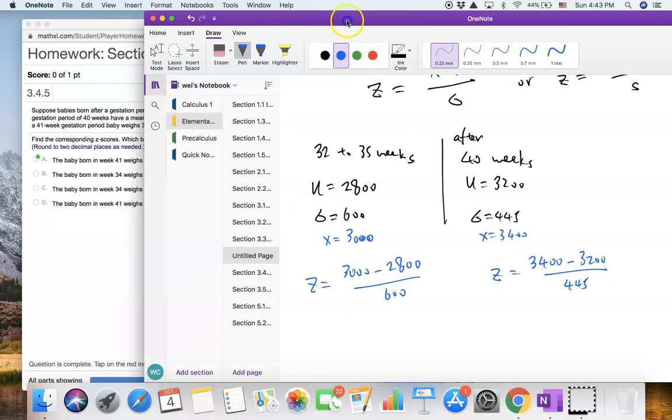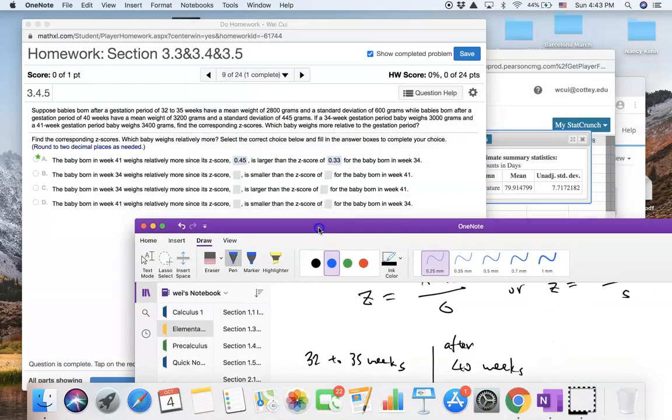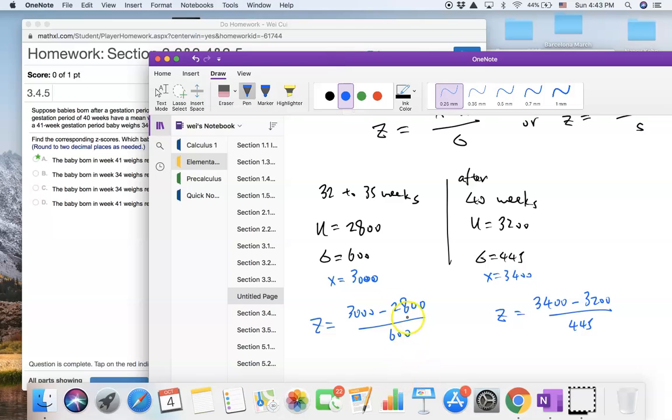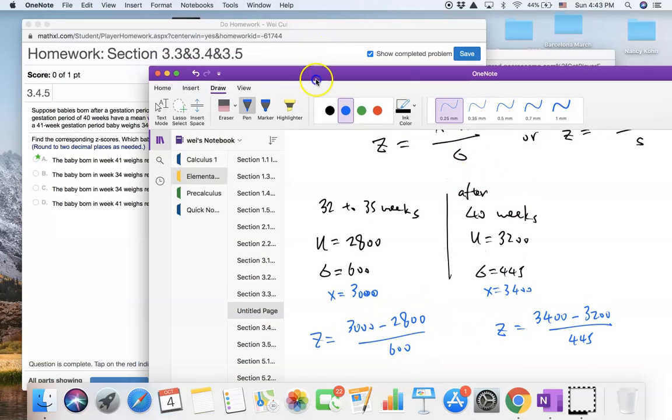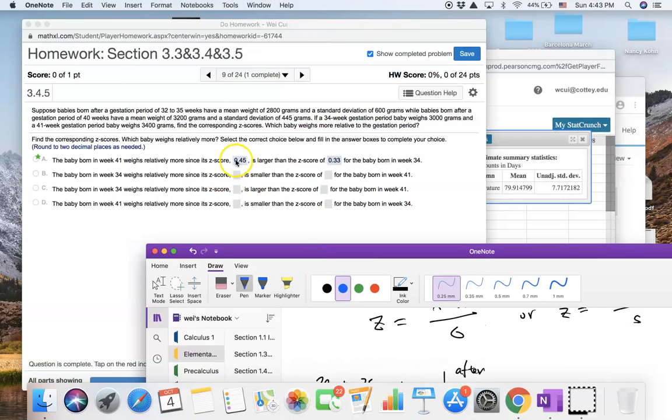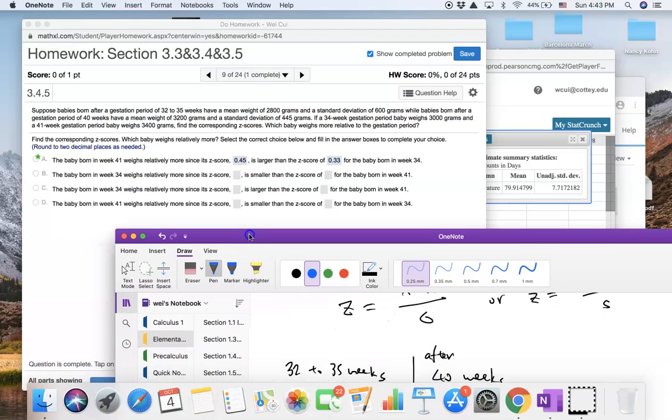If you do this calculation, you will find these numbers. And because the 41-week baby's z-score is higher, that's why we choose A.